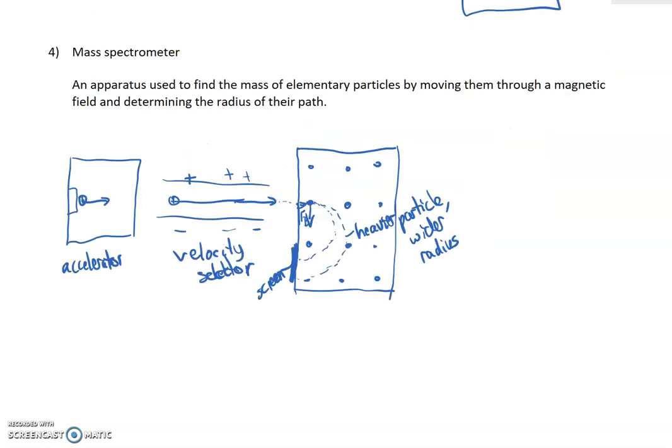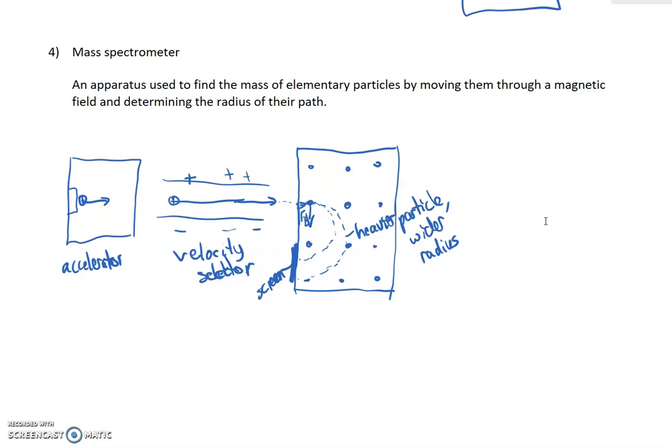So putting all these together, we get a mass spectrometer. A mass spectrometer is an apparatus used to find the mass of elementary particles by moving them through a magnetic field and determining the radius of its path. So we have the particle accelerator, then the particle moves through a velocity selector, and once it moves through the velocity selector, it's going to go into this area where there's a magnetic field that's going to be exerted. We use the right-hand rule to determine that, as described in the first part, and we can see that it's going to move in this circular motion. The heavier particle is going to have a wider radius and is going to strike the screen further out.